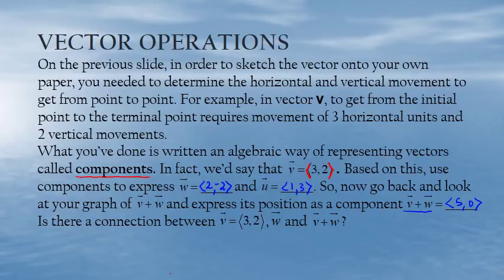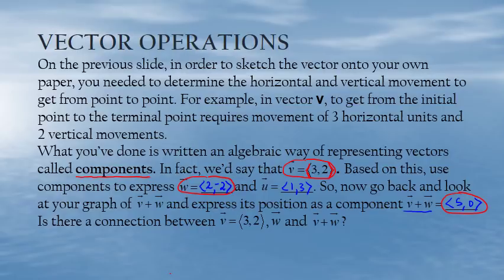So my question is, is there a connection between vector v, vector w, and vector v plus w? Let me circle this: vector v, which is ⟨3, 2⟩, and vector w, which I said is ⟨2, -2⟩, and vector v plus w, which I've said is ⟨5, 0⟩.